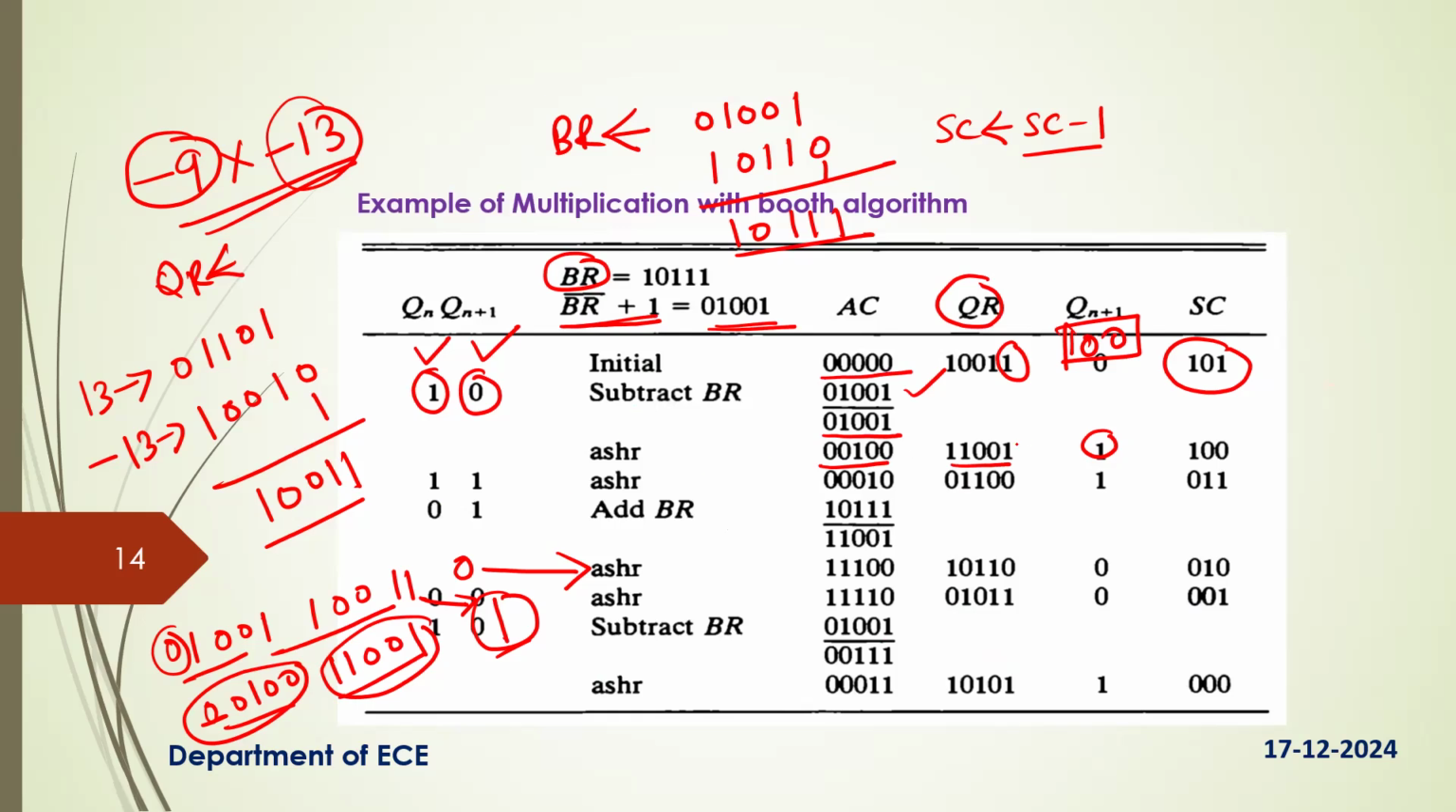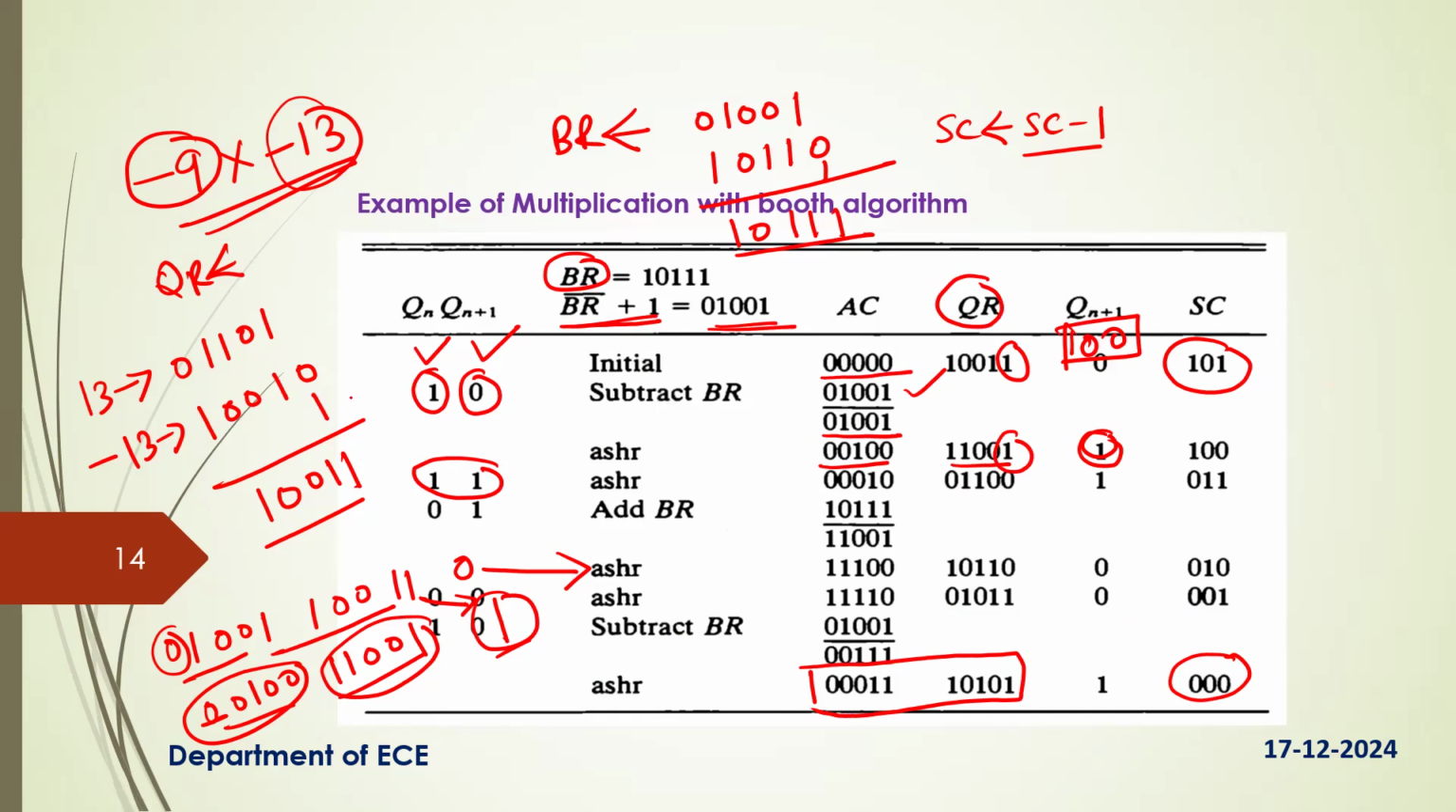Again, you have to take Qn and Qn plus 1. Now what is Qn? 1. And what is Qn plus 1? 1. So like that, you have to repeat the process until the sequence counter becomes 0. When the sequence counter becomes 0, the content of the AC and QR registers combined together is the final product.